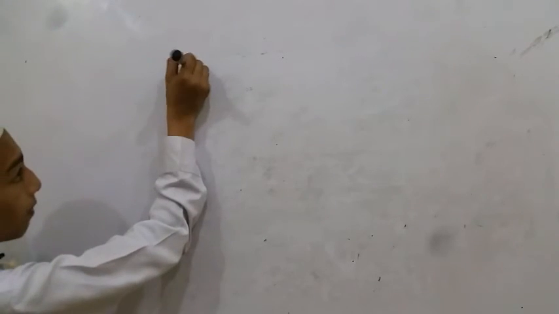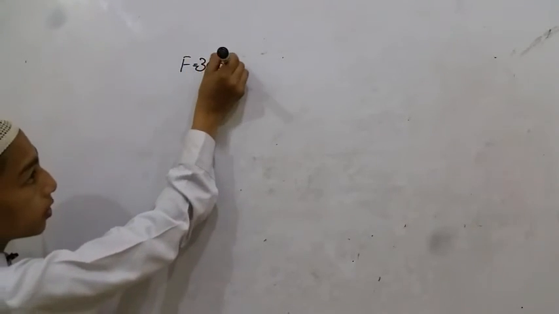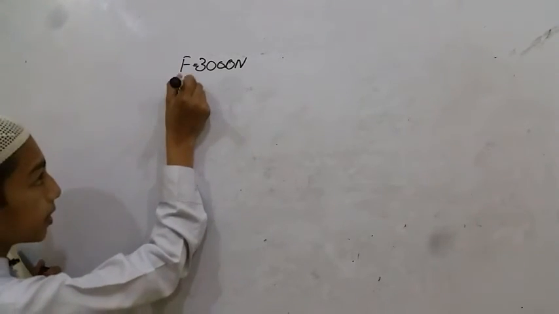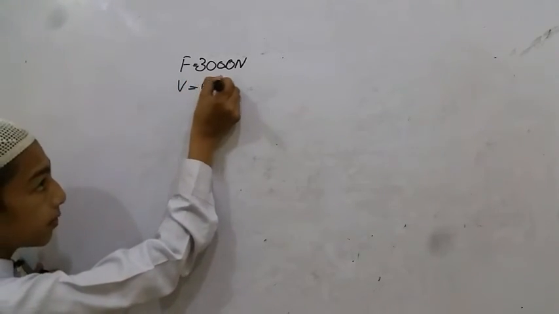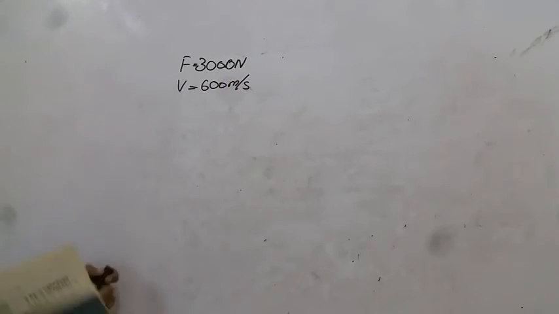Now the ninth numerical problem: the engine of a JF Thunder Fighter, made by Pakistan and China, develops a thrust of 3000 Newton. F is equal to 3000 Newton. What horsepower does it develop at a velocity of 600 meter per second? Velocity of 600 meter per second. Now we have to find its power in horsepower.